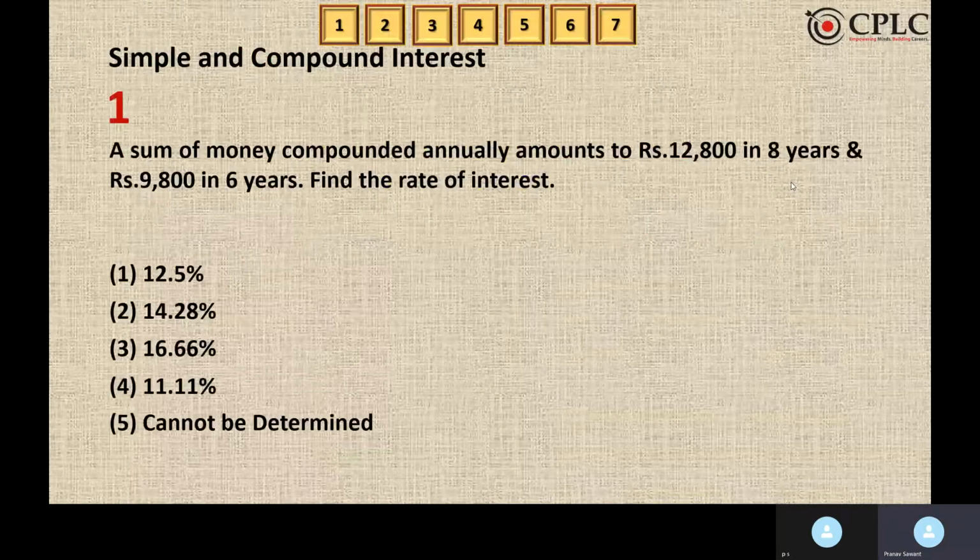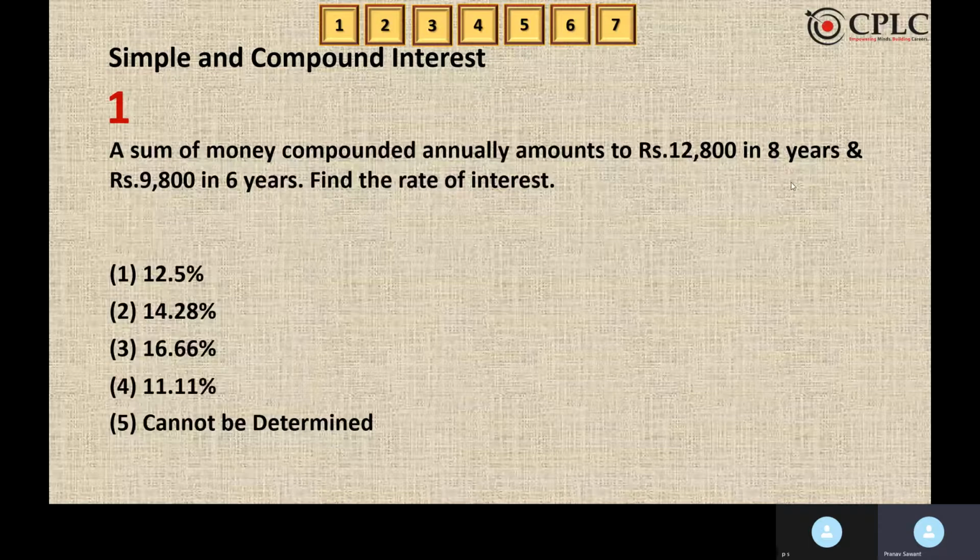First question says, a sum of money compounded annually amounts to rupees 12,800 in 8 years and 9,800 in 6 years. Find the rate of interest. Now this is a question of compound interest.